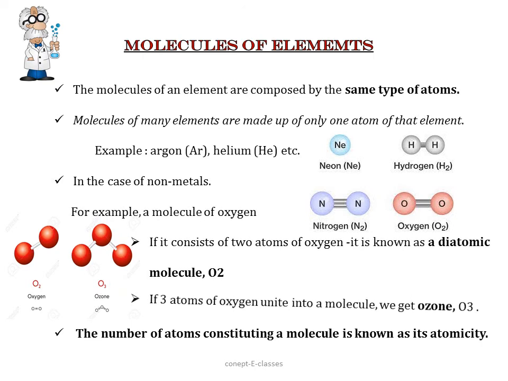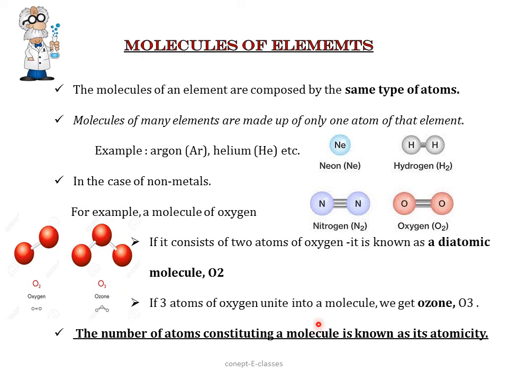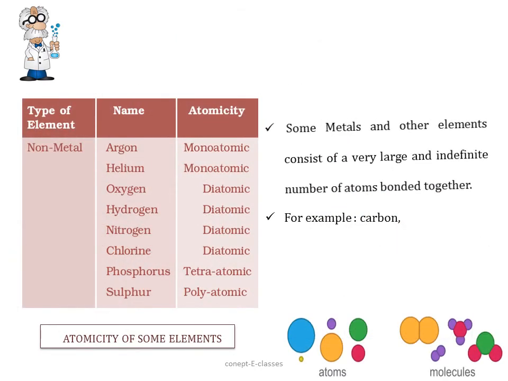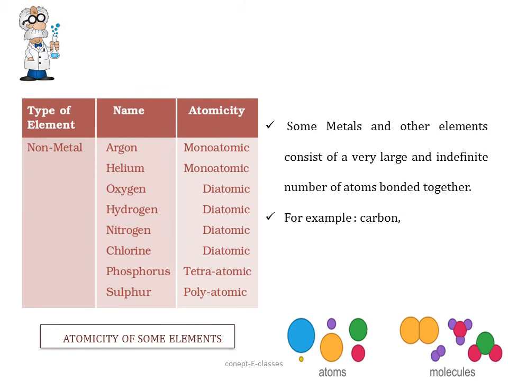Now the number of atoms constituting a molecule is known as atomicity. For example, we say the atomicity of oxygen is 2. The atomicity of ozone is 3. So the number of atoms which the molecule consists of is termed atomicity. Some metals and other elements consist of a very large and indefinite number of atoms bonded together, for example, carbon. Now in this table we have given the atomicity of some elements, mostly non-metals.